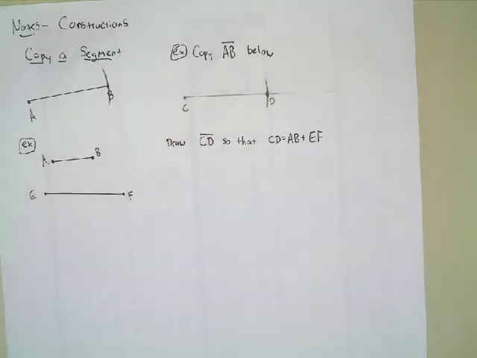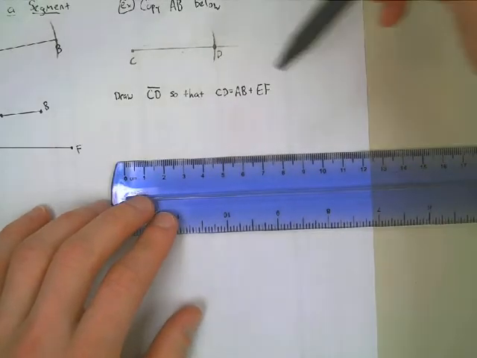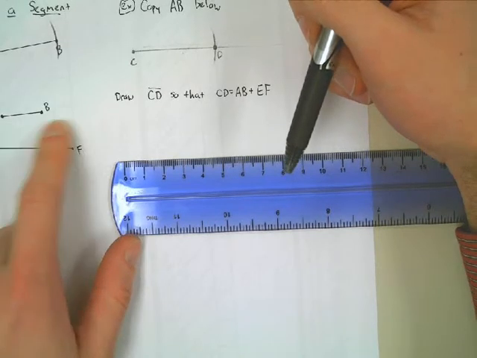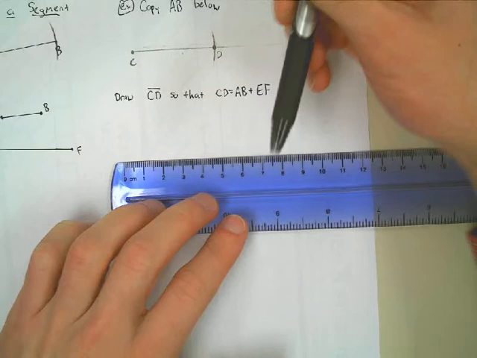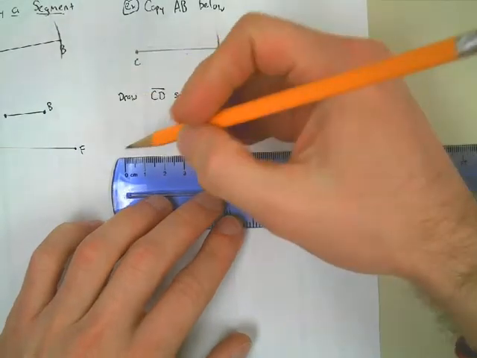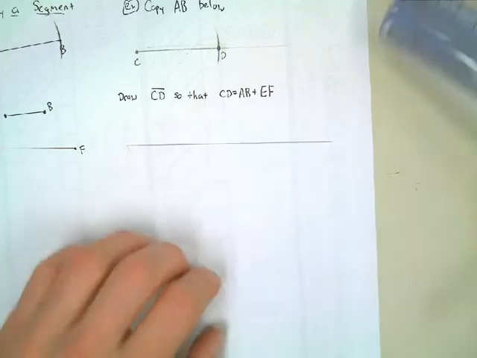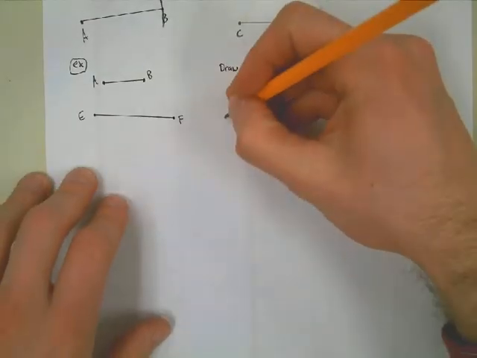Yep, we need to start another line, and this time, since we know we're going to be doing AB plus EF, we should probably try and make something that's longer than both, like if we were to imagine something that's longer than both of these combined, okay? So I'm going to make it really long here. Okay, great. And we'll start with our starting point here, C.